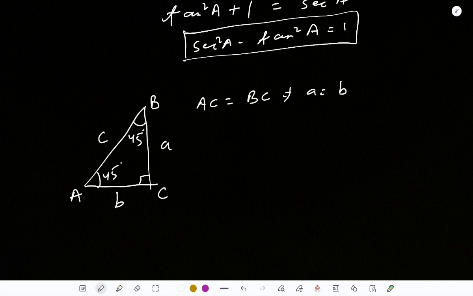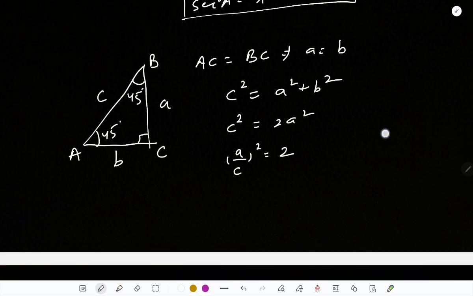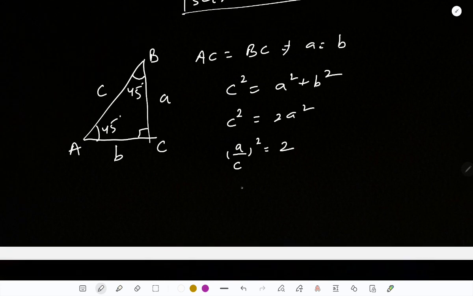and it happens in isosceles triangles. And if you use here the Pythagoras theorem alone, you will get c square equals a square plus b square. And since a and b are equal, you can write c square equals 2a square, and then you will get a upon c square equals 2. And if you take the square roots of both sides, you will get a upon c is 1 by 2. Sorry, a square upon c square is 1 by 2, not 2 simply.